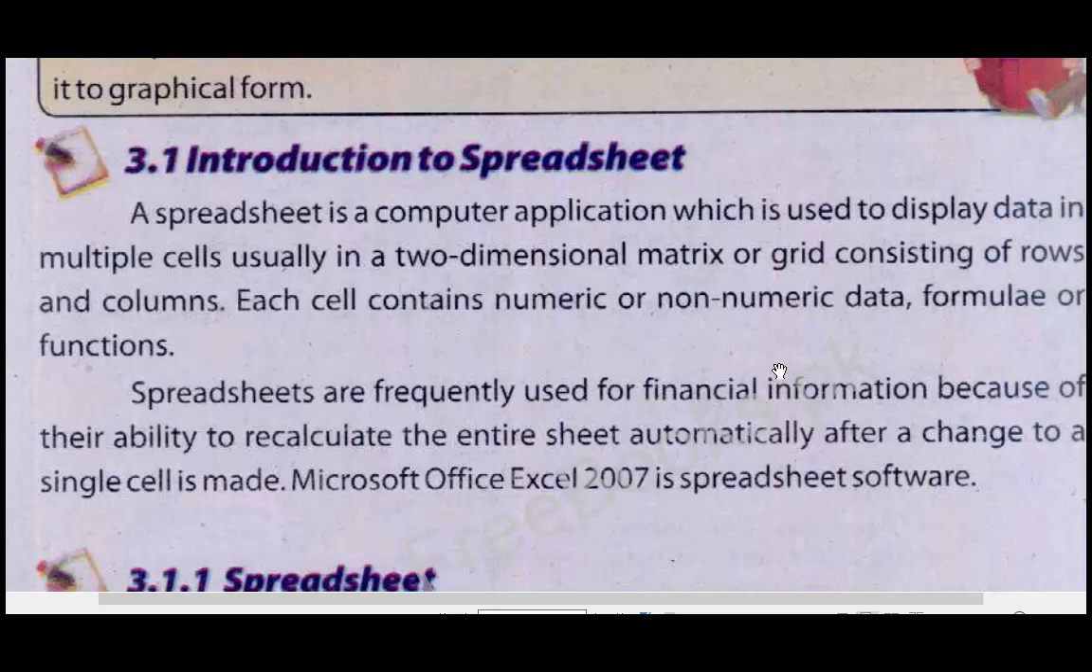Spreadsheets are frequently used for financial information because of their ability to recalculate the entire sheet automatically after a change to a single cell is made. Microsoft Office Excel 2007 is spreadsheet software. Right now in the market, you can find the 2019 version. 2007 is too old. I am using 2016 right now.